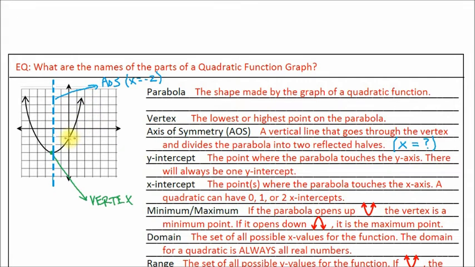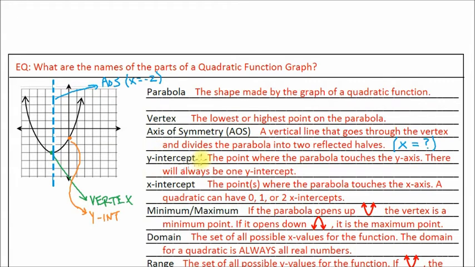So here's where we touch the y-axis, and let's label that. How do I want to do this? Let's put it right below this. Okay, and I'm just going to abbreviate this as the y-intercept. Y-int is good enough so we know we're looking at the y-intercept. Where does the parabola touch or cross the y-axis?